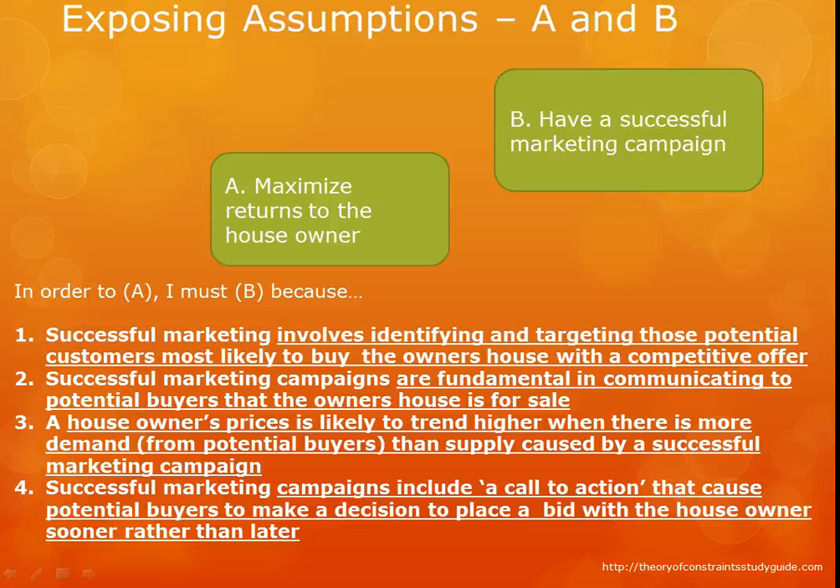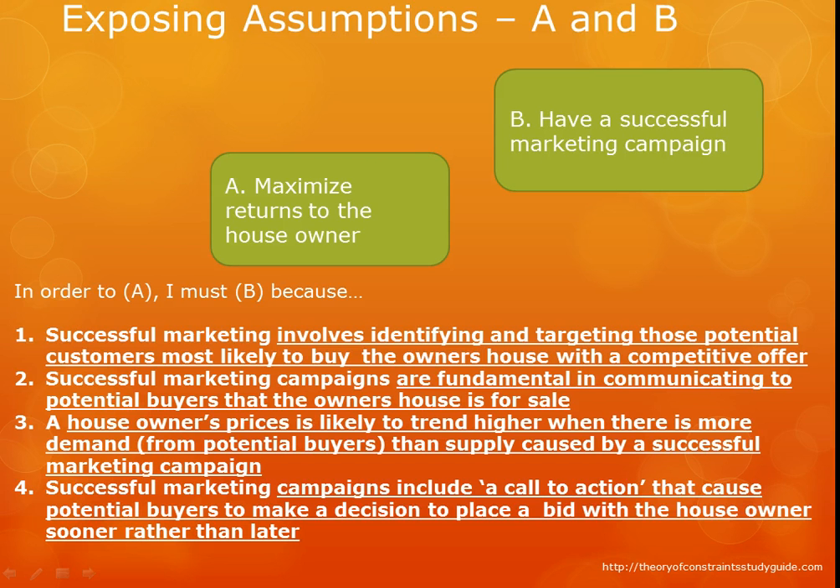you can see here the first one says that the successful marketing campaign involves identifying and targeting those potential customers most likely to buy the owner's house with a competitive offer. So we're assuming that that's the case, and that's why in order for A to occur, B must occur.